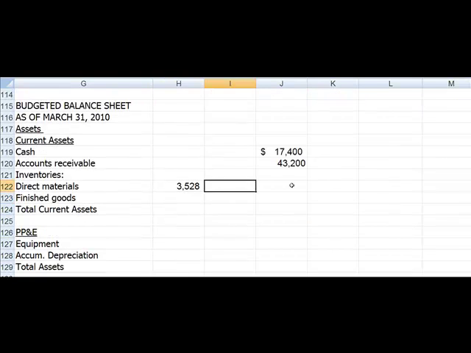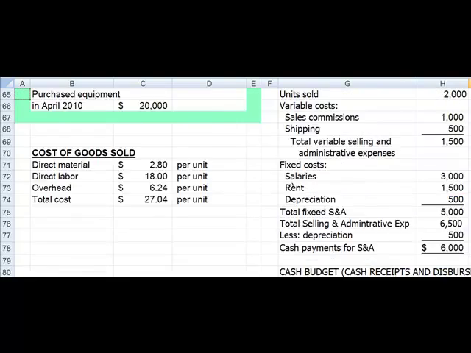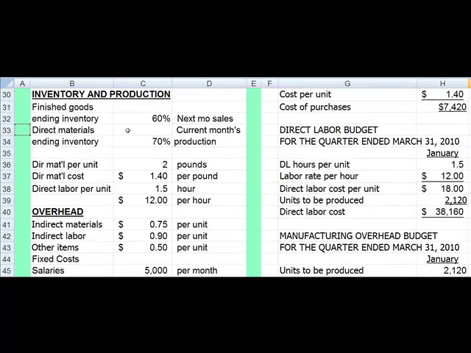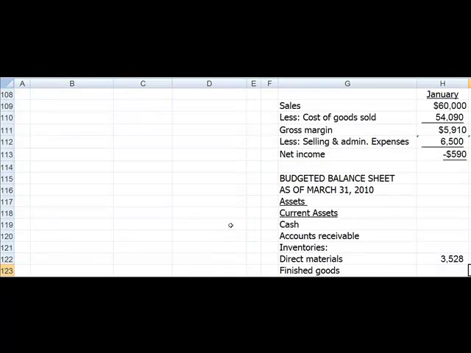And so we're going to bring that down, but we need to then convert that into dollars. And the way we do that is we take the number of pounds times, and we're going to go over to our assumptions. And remember, under inventory and production assumptions, we had an assumption that our direct material was going to cost $1.40 a pound. So we hit enter on there.